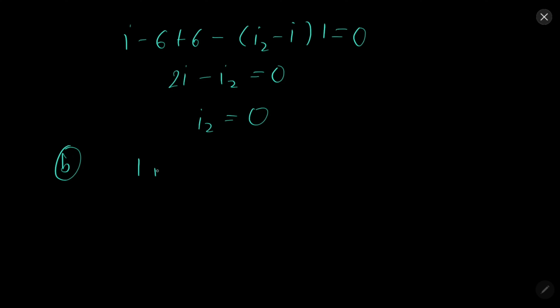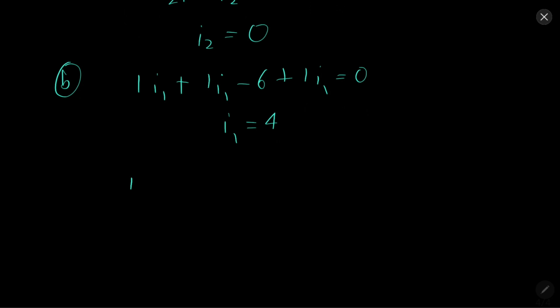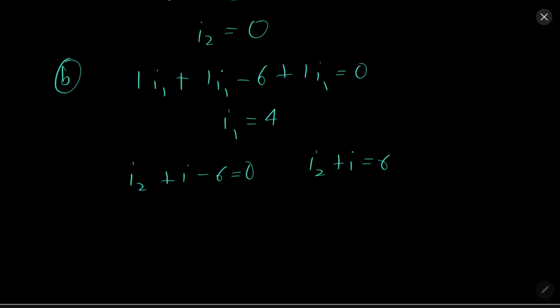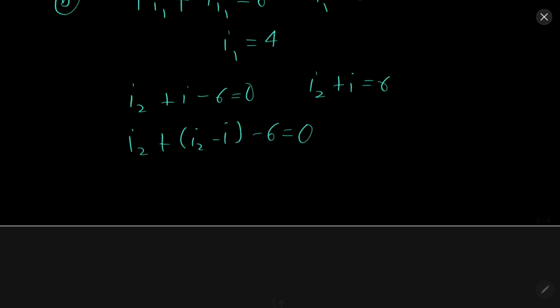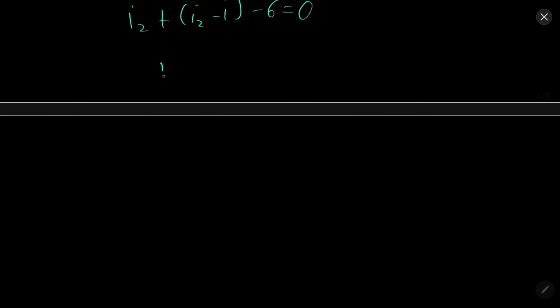And situation 2, 1 I1 plus 1 I1 minus 6 plus 1 I1 equal to 0. I1 will be 4, and I2 plus I minus 6 equal to 0. I2 plus I will become 6. I2 plus I2 minus I minus 6 equal to 0. So from here we will obtain I2 plus I equal to 2I2 will become 8 because I is minus 2. So I1 by I2 will be 4 by 8, which is 1 by 2.